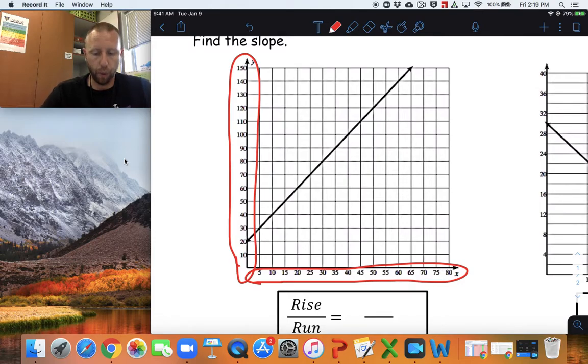Okay, and that's an important distinction to make when you're looking at a graph. Look to see if they've numbered the x and the y axis. If it's not numbered, you can just assume that they're counting by ones. But if it's numbered, you need to see what they are counting by. Because now when we count our rise and our run, take a look at this.